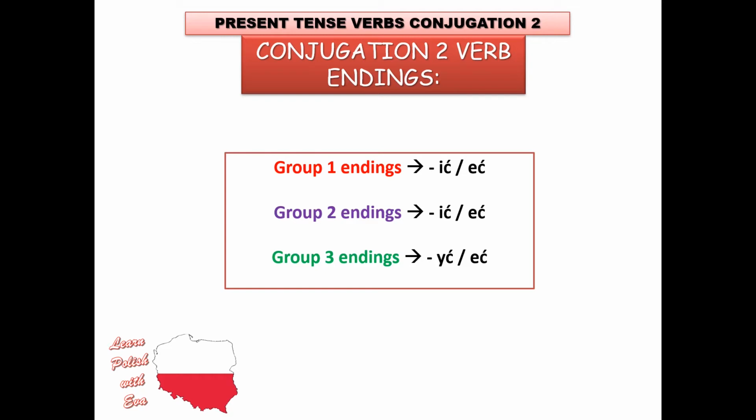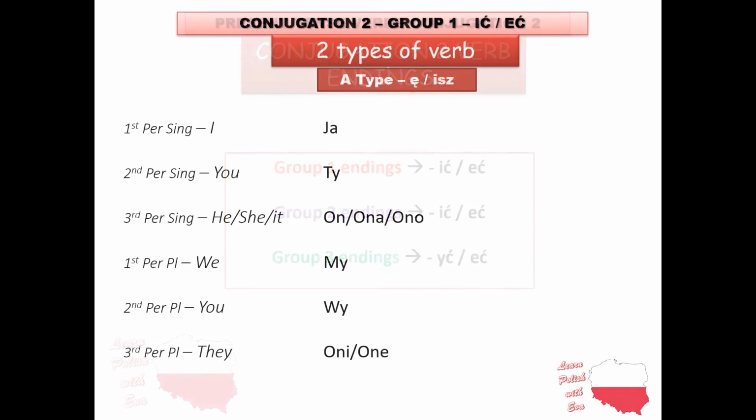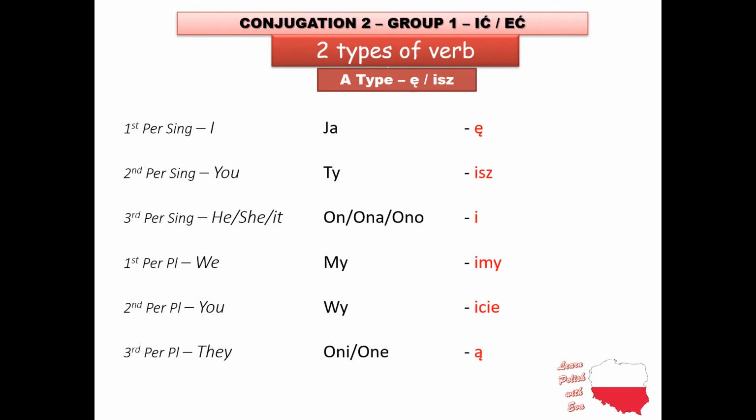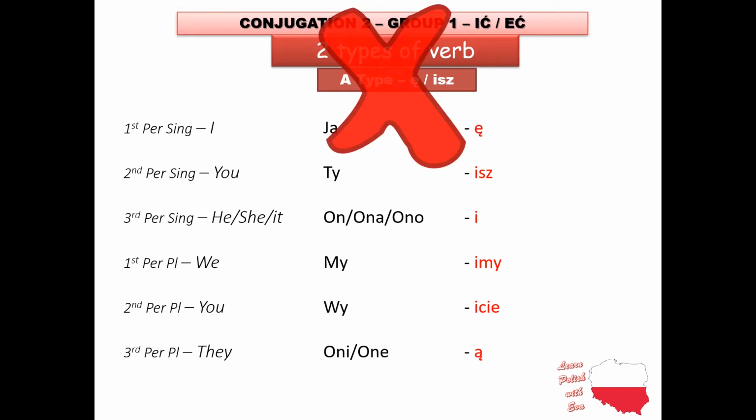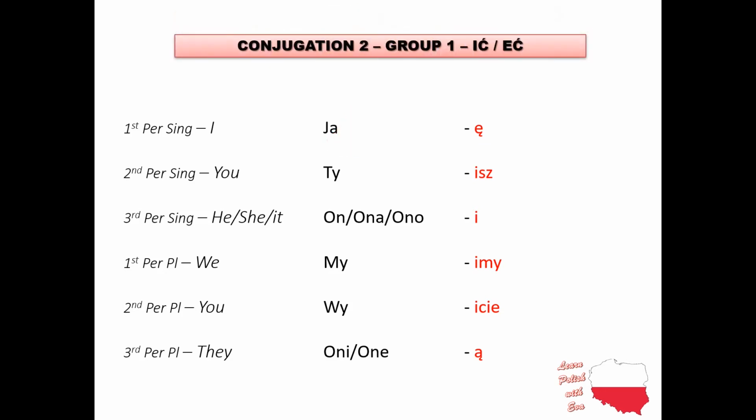So I said in the last video that we have this A-type group, and I could have shown it to you in this way, but there is a better way to show it to you. So now I want you to forget this slide, and this will be the new way of remembering group 1 of verbs that finish in -ić and -yć. How do we recognize this group?